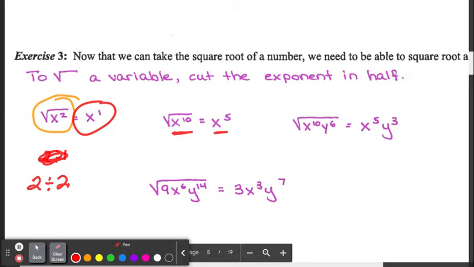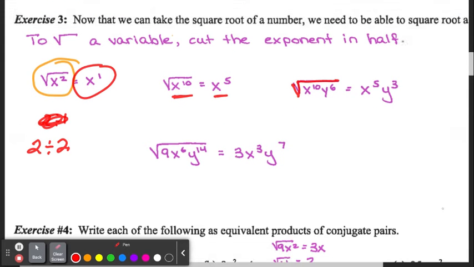Doesn't matter how many letters you have. Over here, square root of x to the 10, y to the 6. Cut both of those exponents in half. And then the last example I did here, we have square root of 9, so I got a 3. Cut this exponent in half, x to the 3rd. Cut that exponent in half, y to the 7th. Okay, now let's see. So what we're going to do for number 4 is go through the first few step by step, and then you'll work on the rest, and I'll show you my answers.